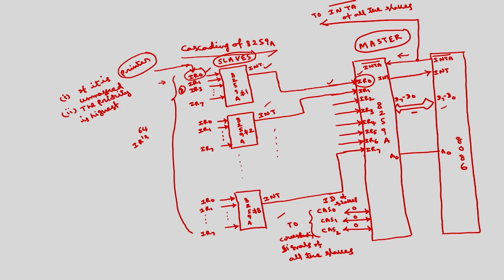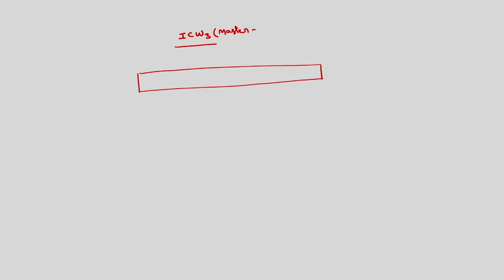Now, based on this cascading operation of 8259, I can discuss initialization command word 3 and initialization command word 4. If I take the format of initialization command word 3, as I have discussed in the flow chart, ICW3 will be used only when cascading mode is performed. We have 2 different ICW3s, one for the master mode and another for the slave mode. I will first discuss the ICW3 format for master mode.